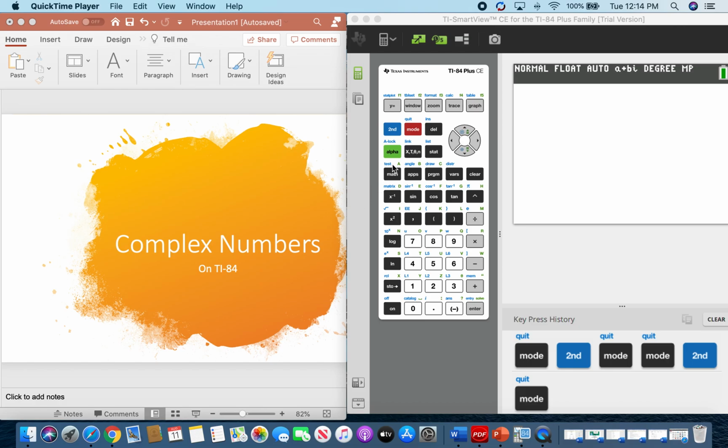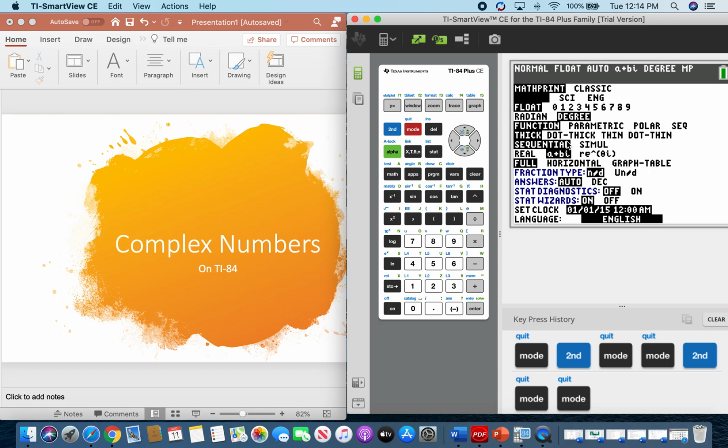Numbers using the TI-84 Plus CE. Before we start, we need to make sure that our mode is in a plus bi.